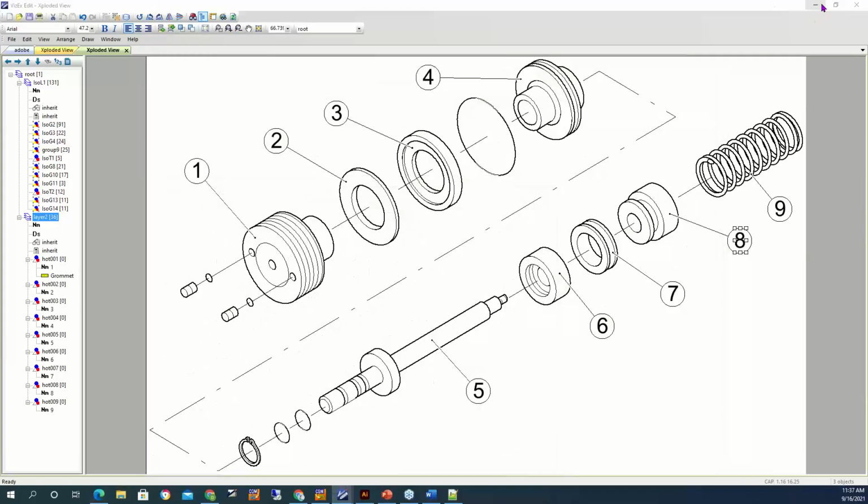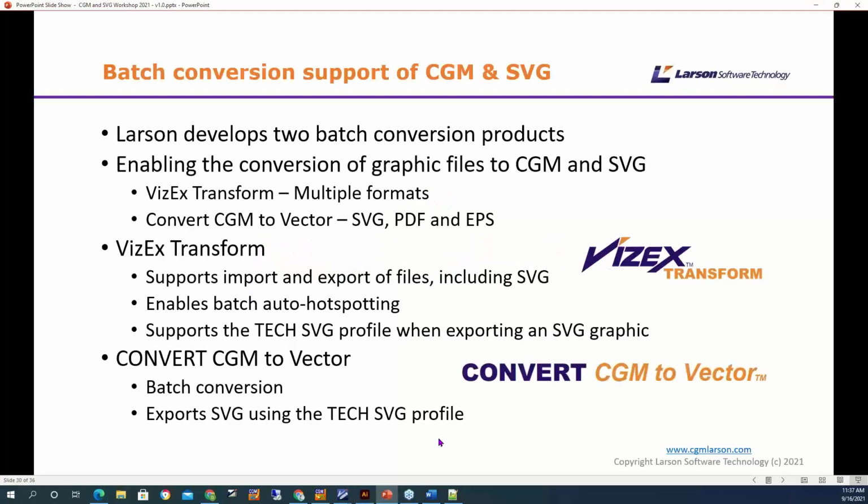Okay, so let's just go back to the slides. So that's obviously a brief introduction to the software. I just wanted to highlight that we can move files from one format to another and maintain their structure, and sometimes optimize their size as well.